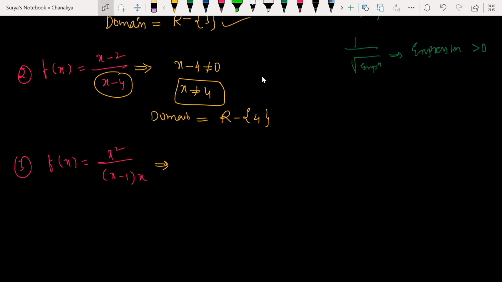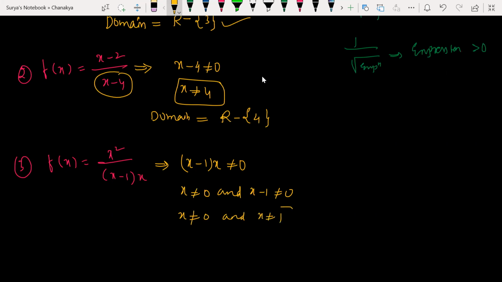Now here, look at this. Denominator part should not be equal to 0, which is x minus 1 into x. This cannot be equal to 0, which means x cannot be equal to 0 and x minus 1 cannot be equal to 0, so x cannot be equal to 1 here. If you substitute 0 here, the entire denominator part becomes 0, which makes the function undefined. If x is equal to 1, it becomes 0 again.